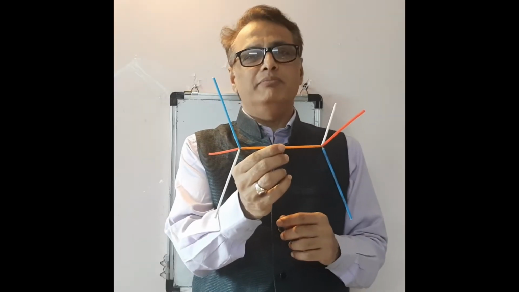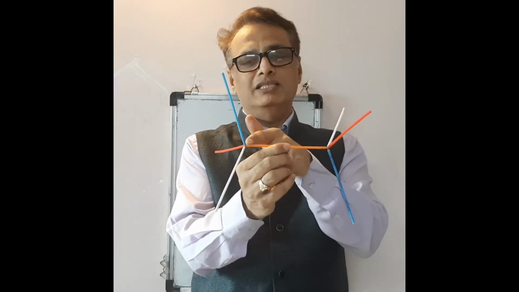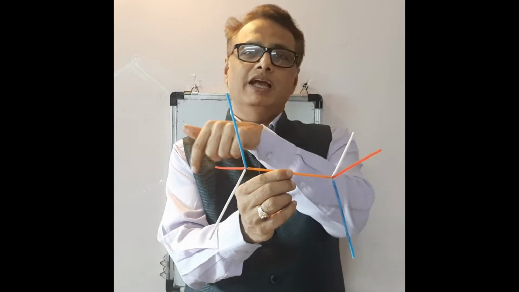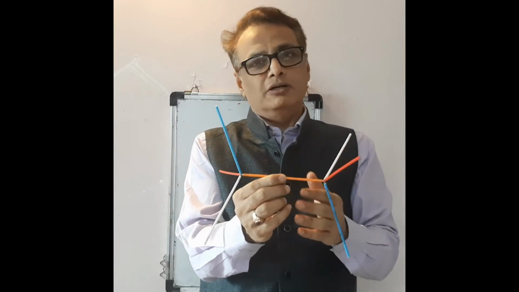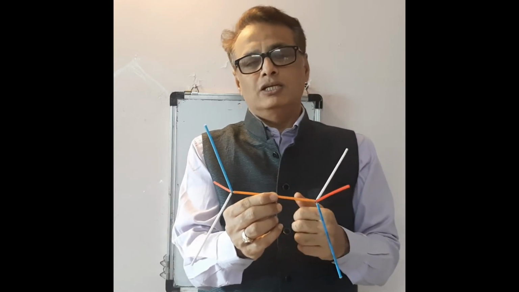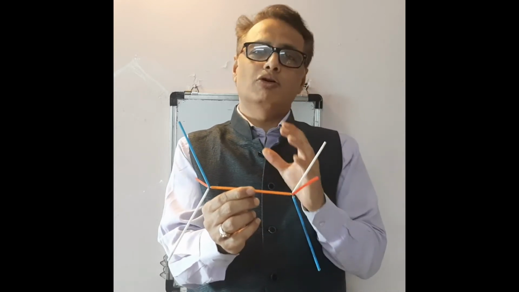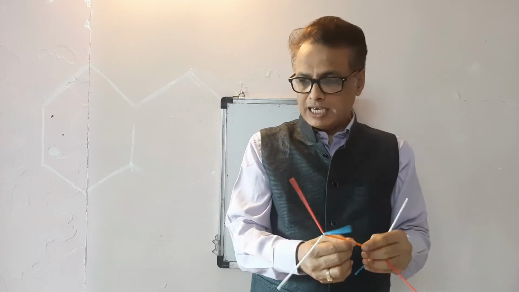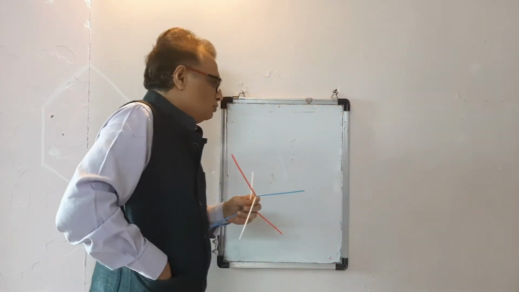It doesn't contain a plane of symmetry, because this carbon is attached to all the 3 different atoms. It doesn't contain an improper rotational axis. So it contains E and center of symmetry. This can be explained using this board.